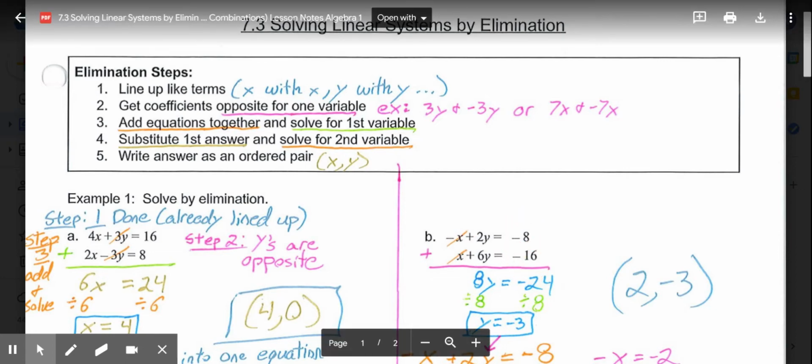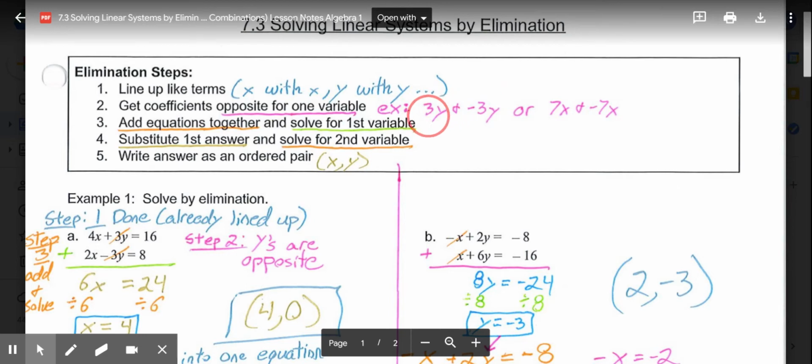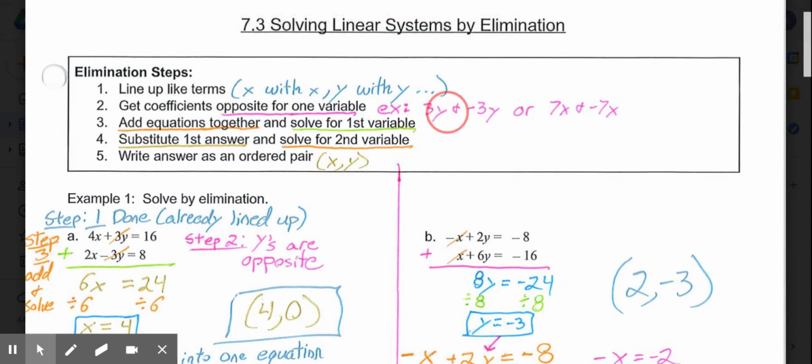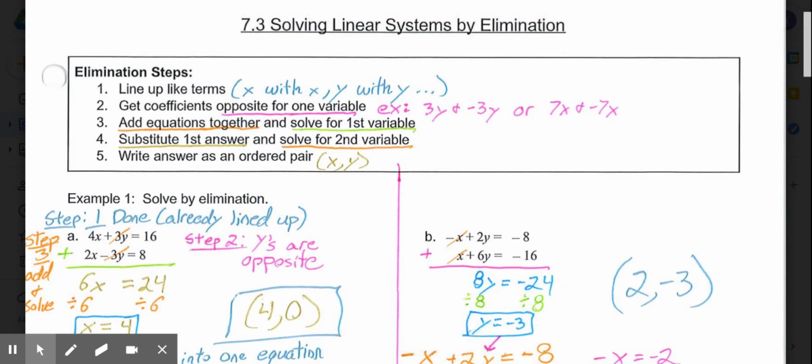Then in step 2, we want to get coefficients opposite for one variable. So it doesn't matter which variable you pick, but you're going to end up in some of these equations multiplying one or both equations by a value, so we get opposite coefficients. For example, a 3y and a negative 3y, or a 7x and a negative 7x. The reason we want the opposites is for step 3.